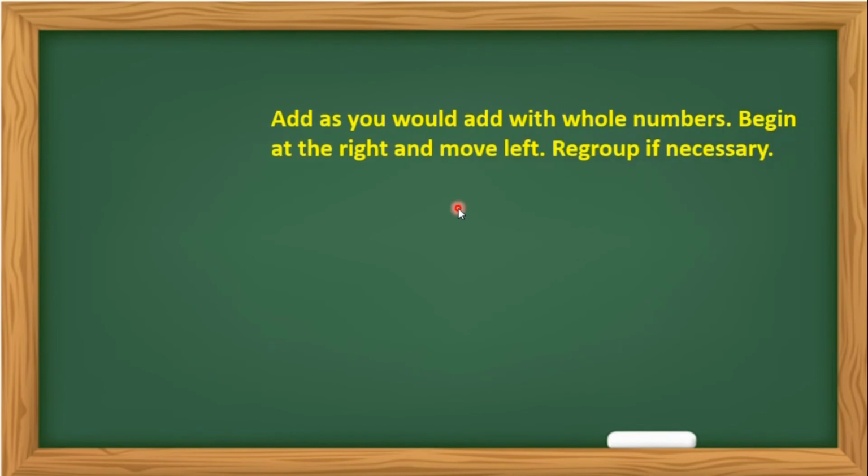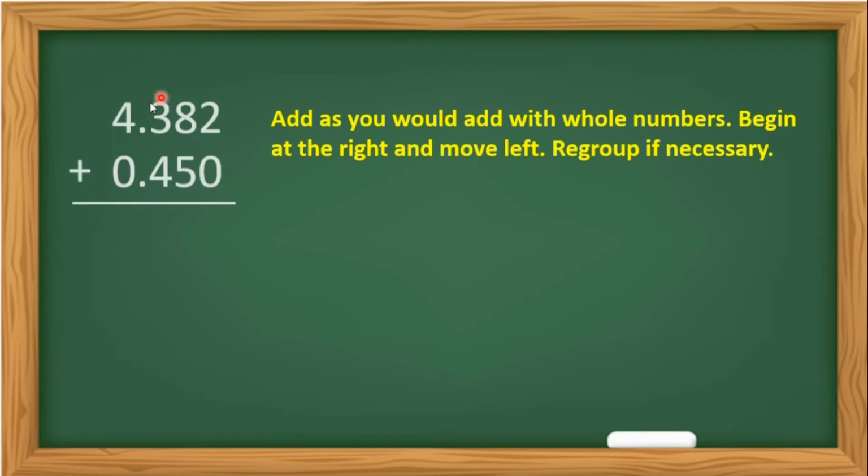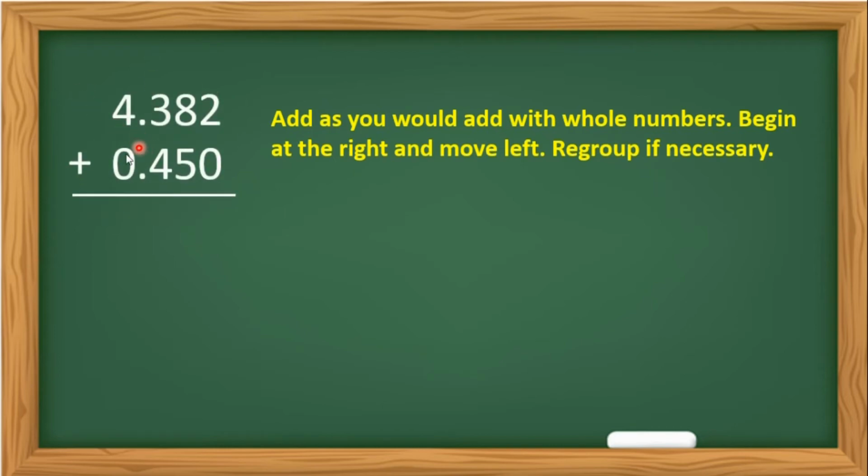Next, add as you would add with whole numbers. So begin at the right and move left. Regroup if necessary. So we have 4 and 382 thousandths plus 450 thousandths. Let us start adding in the rightmost part. The rightmost digits of our addends are 2 and 0. So 2 plus 0 equals 2.